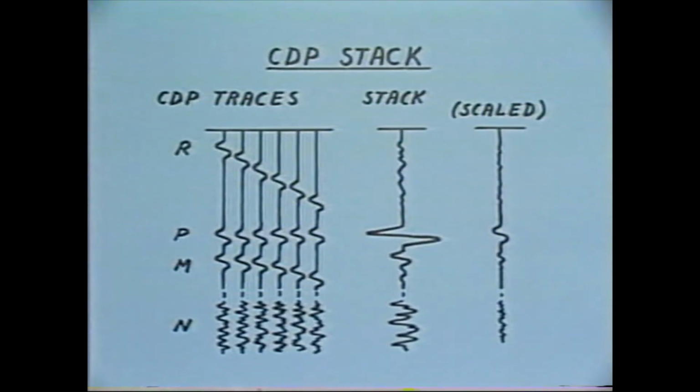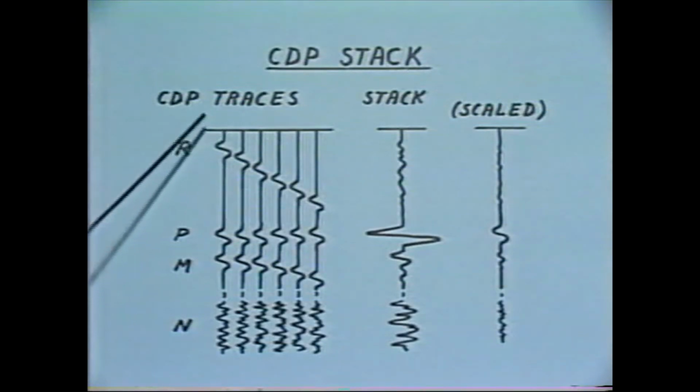Now, perhaps one of the most important signal enhancement processes in the sequence is common depth point stacking. As was pointed out in an earlier lecture, this is also part of the overall geometric corrections that is applied to the seismic data. However, common depth point stacking will attenuate many forms of noise on the seismic data.